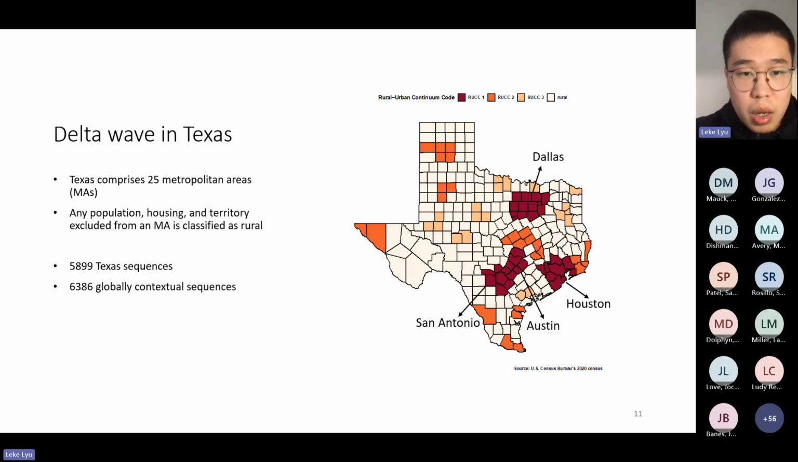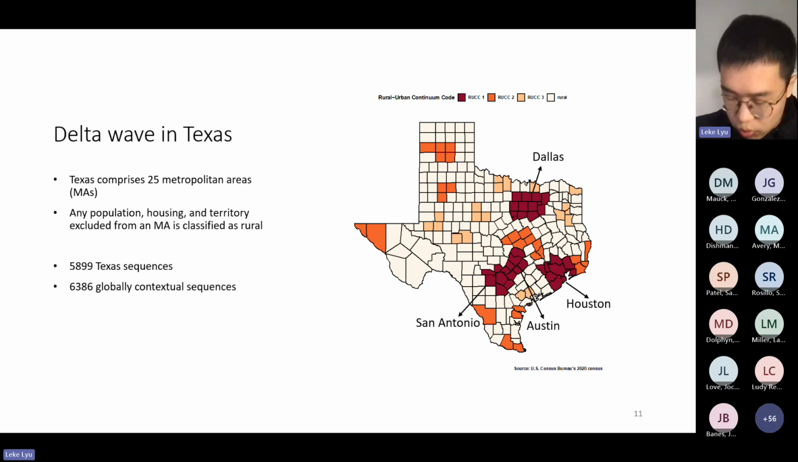RUCC1 represents the most populous regions like Dallas, Houston, Austin, and San Antonio, and then RUCC2, RUCC3, or any population, housing, and territory excluded from metro areas are classified as rural regions. So in this case study, we collected over 10,000 sequences, of which over 5,000 were from Texas and over 6,000 were globally contextual sequences, helping us to know the timing when the introduction happens.